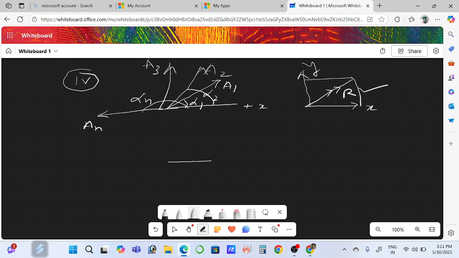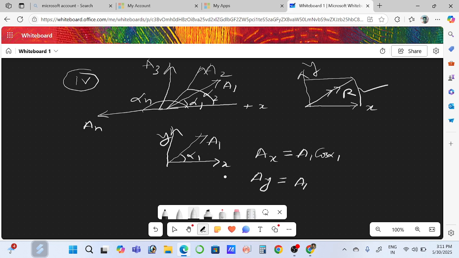Say this is A1, and this is alpha 1, and this is x, and this is y. Now we resolve A1 along the x-axis, so it will give A1 cos alpha 1, and similarly if you resolve A1 along the y-axis, it will be A1 sin alpha 1. Similarly for A2 also, and so on up to An cos of alpha n. Similarly for the y-axis, this is An sine of alpha n.